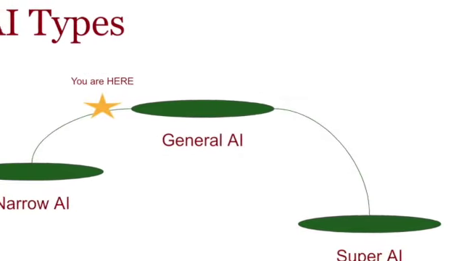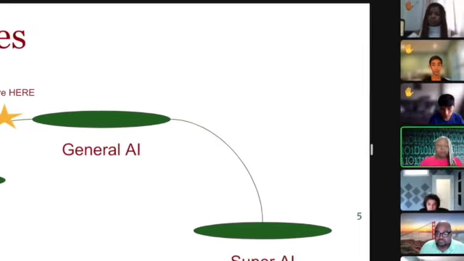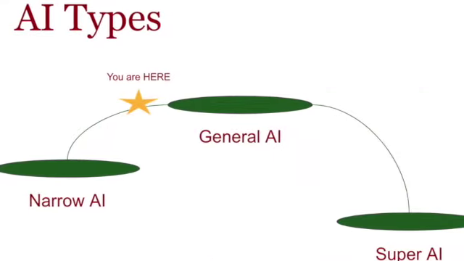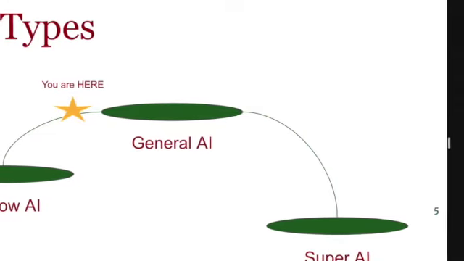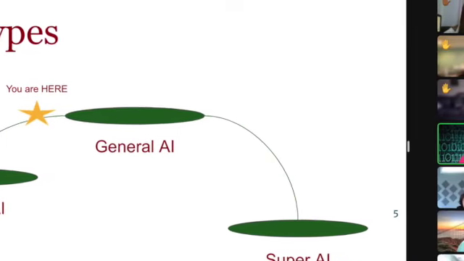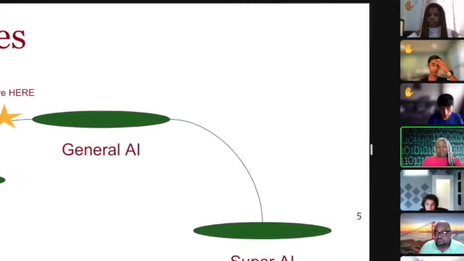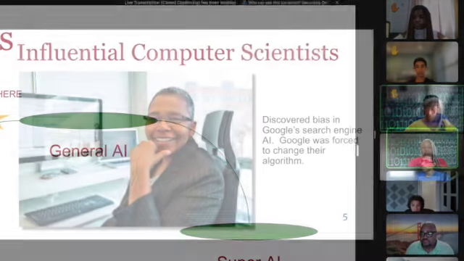An example of something that has narrow AI. Would Alexa be an example? Alexa is a perfect example, yes. It's very good at mimicking human interaction. It can tell you about the weather, it can do all of these great things, but it's very specific if you ask.